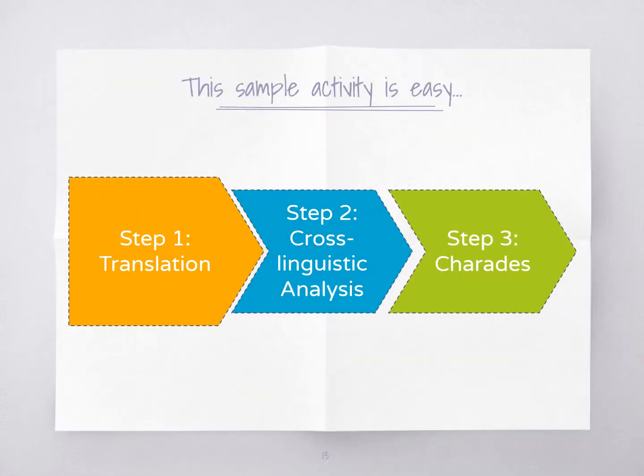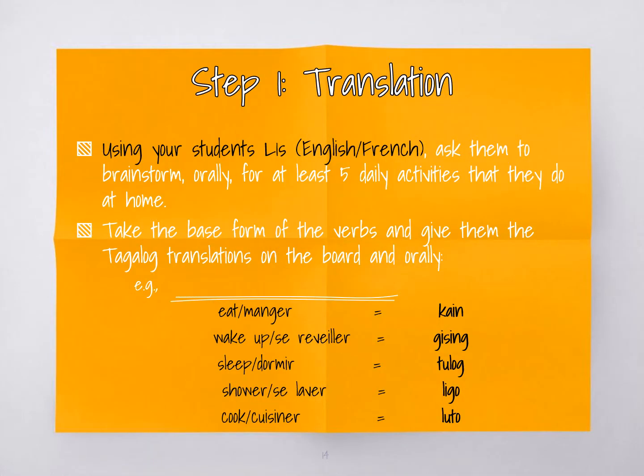Step 1. Translation. Using your students' first languages, in this case English and French, ask them to brainstorm orally for at least 5 daily activities that they do at home. Then, take the base form of the verbs used for these activities and give them Tagalog translations on the board and read them aloud. For example, I have eat, manger, is kain; wake up, se réveiller, is gising; sleep, dormir, is tulog. You get the idea.